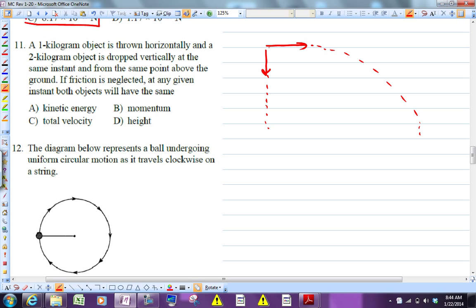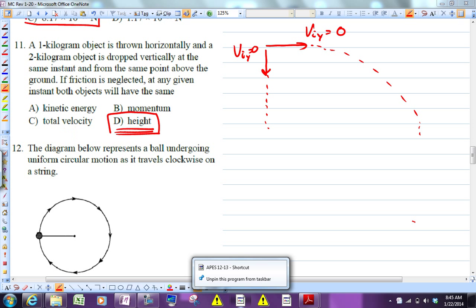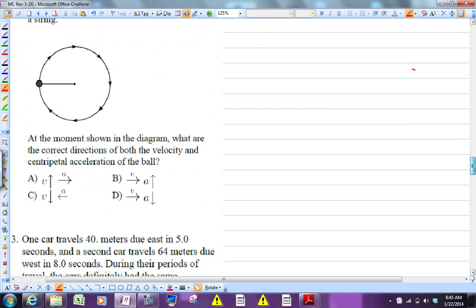Because they're horizontally launched, the initial velocity, the VIY, equals 0 for this, and the VIY equals 0 for that. So they will always have the same vertical velocity at all times. Because of that, they will always have the same height. Now, they'll have different momentums and kinetic energies, because they'll always have different velocities, because the one on the right here does have a horizontal velocity. But they will always have the same height because they'll always have the same vertical velocity.